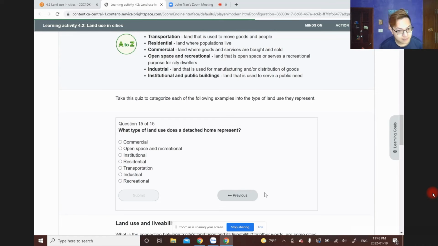So what type of land use is this? It's a home, a detached home. Residential, of course. People live there, so residential.